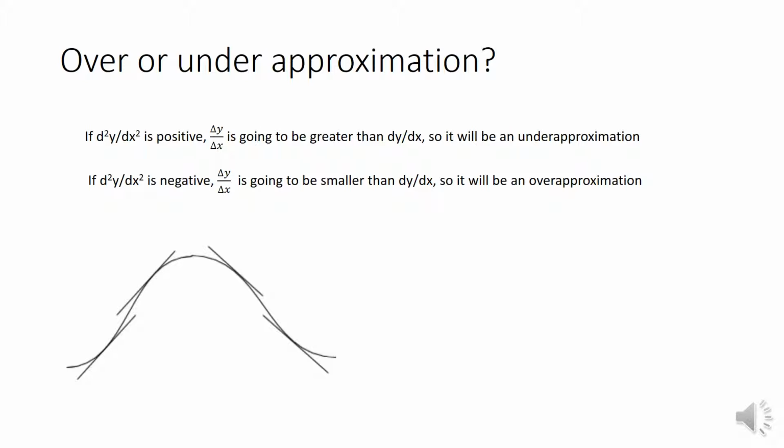And you can see that in this diagram. Regardless of whether the function is increasing or decreasing, based on concavity, if it's concave up, you're going to have an under approximation. If it's concave down, you're going to have an over approximation.